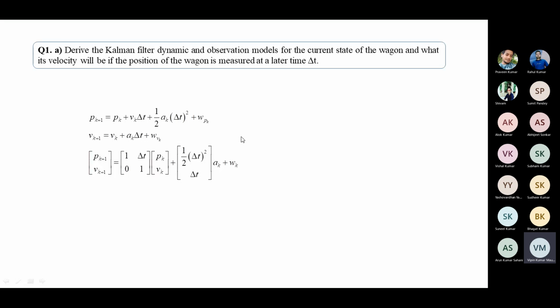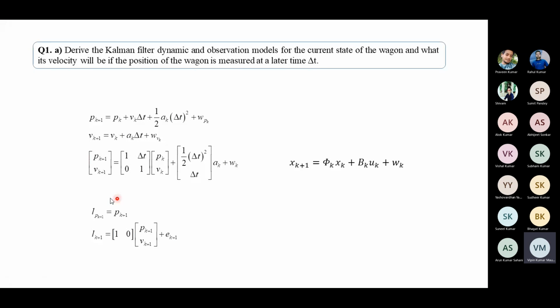Okay. So this equation is equivalent to our system equation. Xk plus 1 is the state vector pk plus 1, vk plus 1. Phi k is 1 delta t 0 1. Xk is pk vk. BK is this one, UK is this one, AK, and WK is WK. So now we have got the dynamic equation, the system equation, whatever it was asking.